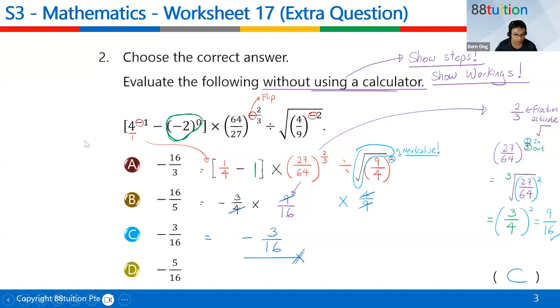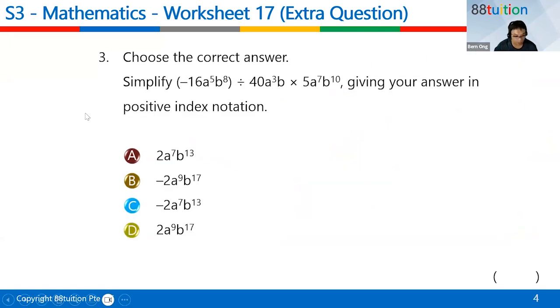Next question, number 3. Okay, question number 3, let's go. Supposed to choose the correct answer, simplify the one. Whoa, no, so difficult. Yeah, a little bit difficult. All right, but don't panic. Come. Don't panic. Do you know that division can be written as over? This one will make things a little bit simpler.